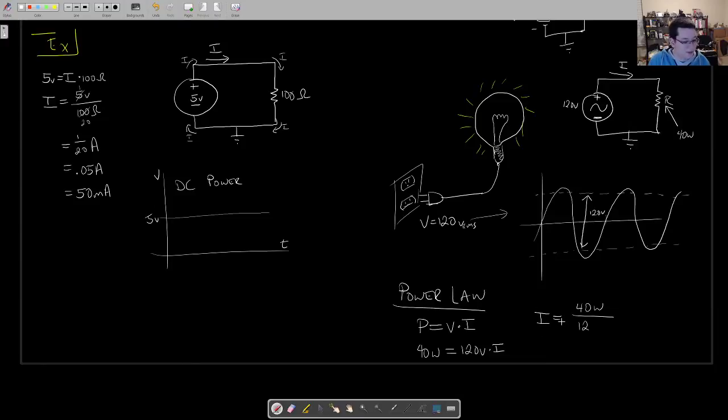I don't know, guys. We'll cancel things out. 1/3 of an amp equals 0.33 and so on amps equals 333 milliamps.